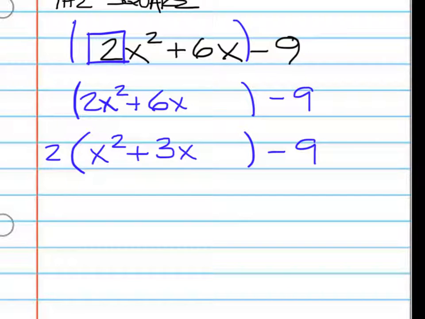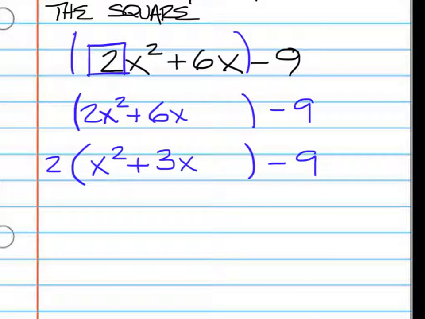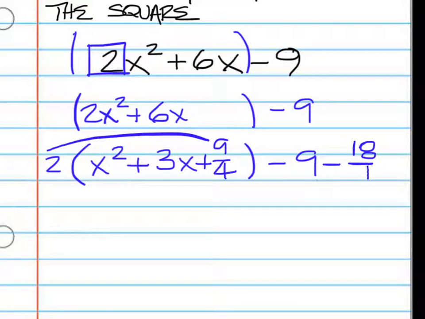We need half of 3. Half of 3 is 3 over 2, and if I square it, I get 9 over 4. But did I add 9 over 4 to this? No, I've added 2 times 9 over 4. 2 times 9 over 4 is 18 over 4. I've added 18 over 4, so I have to subtract 18 over 4 from the outside.